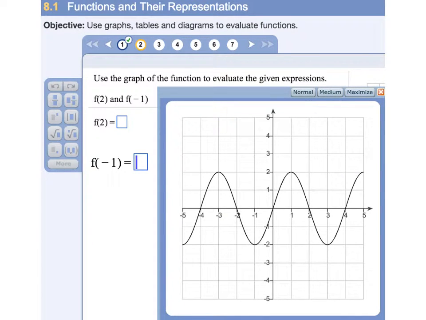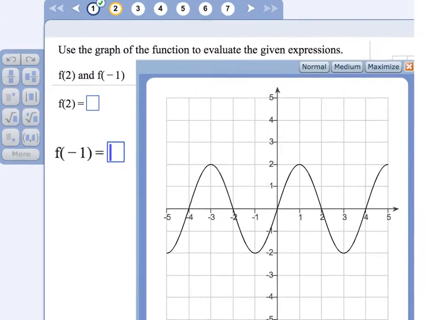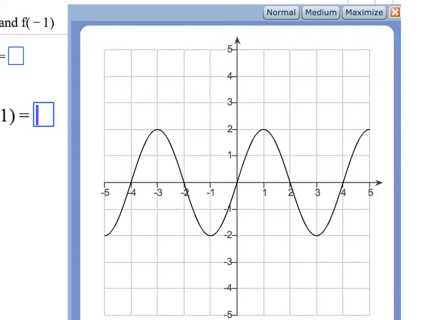So more of the same. So we're being asked, what is f of 2 and what is f of negative 1? So first, where's f of 2? Well, let's zoom in. And f of 2, remember, says go to your x value, and what's your y value? Oh, well, when x is 2, y is nothing. It's 0. So f of 2 is equal to 0.